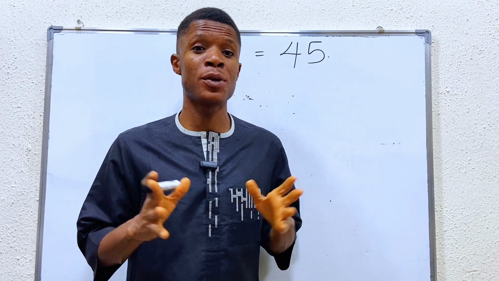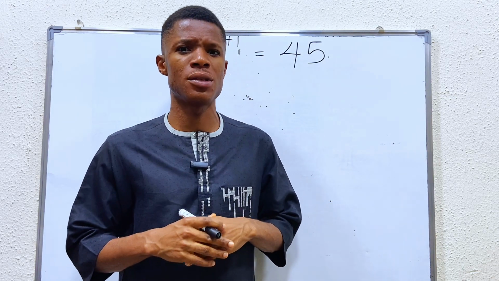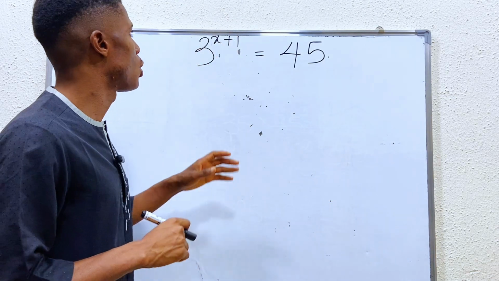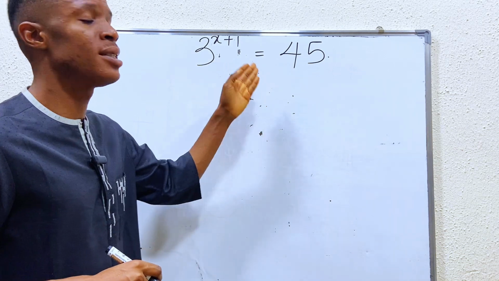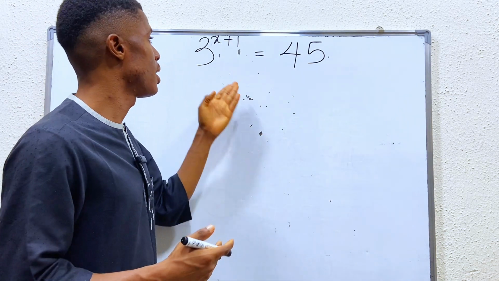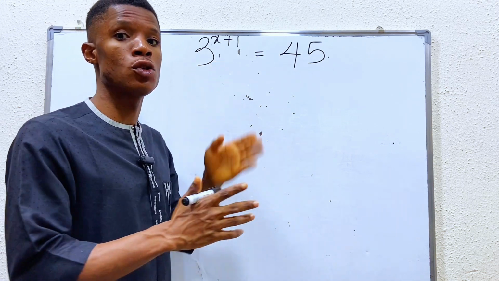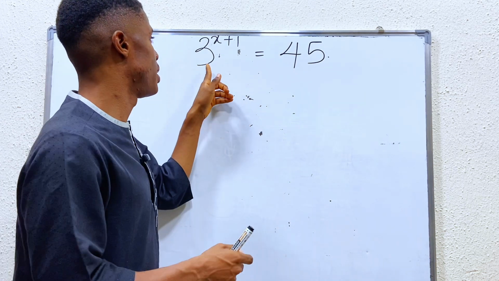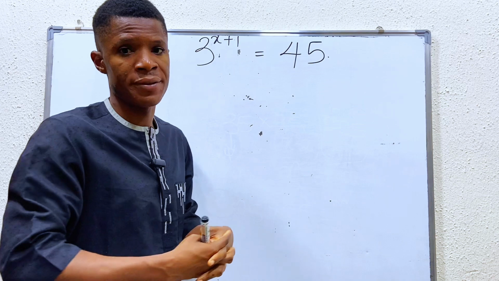You can solve this exponential equation in a few seconds. Watch. To solve 3 power x plus 1 is equal to 45, the first thing you have to do is check: can I express the two bases to be the same? No. This is base 3 and this is just the number 45.